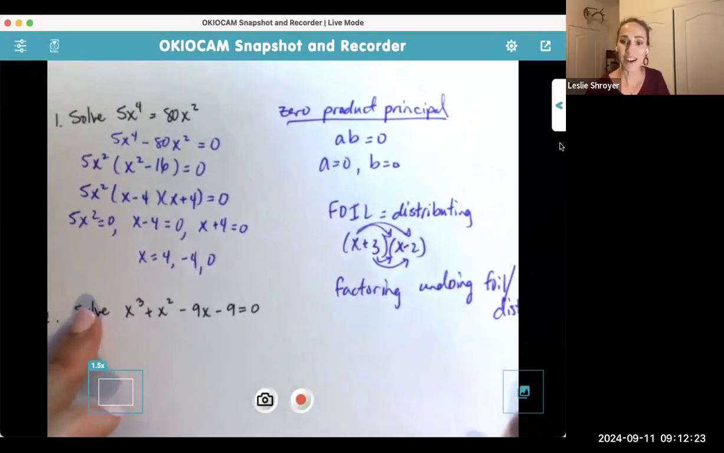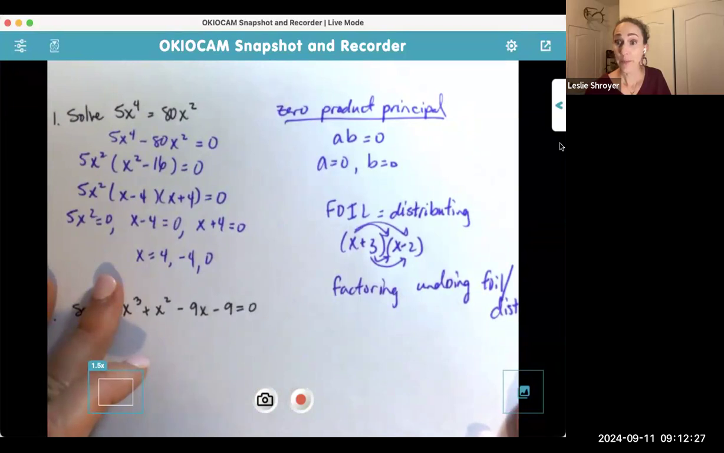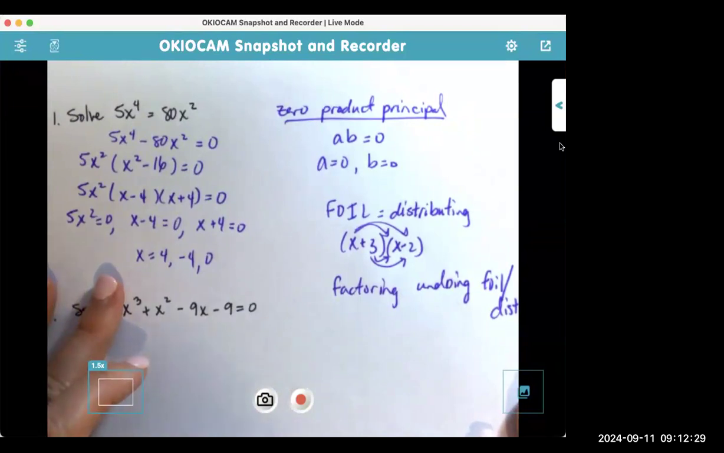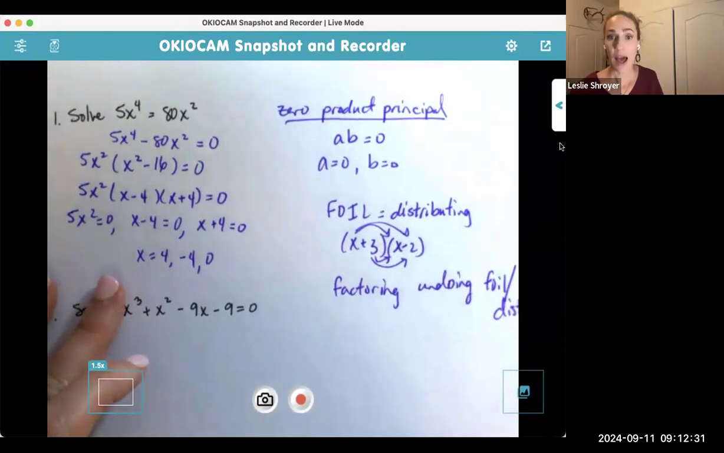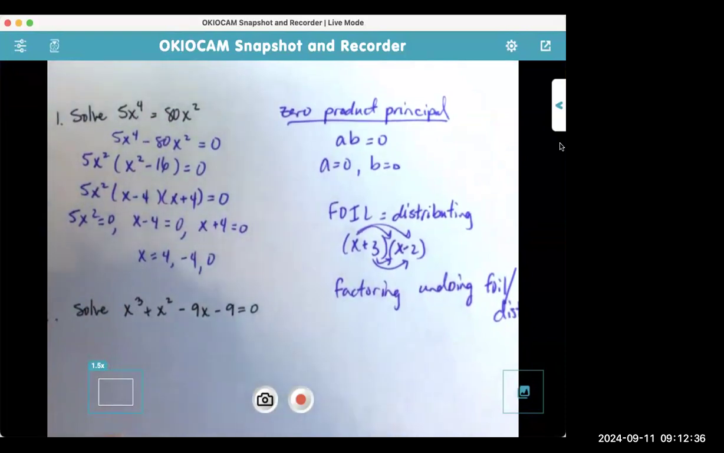Perfect. Does that make sense to everyone? What is this type of equation called? Higher degree polynomials. Okay, thank you. You're welcome.